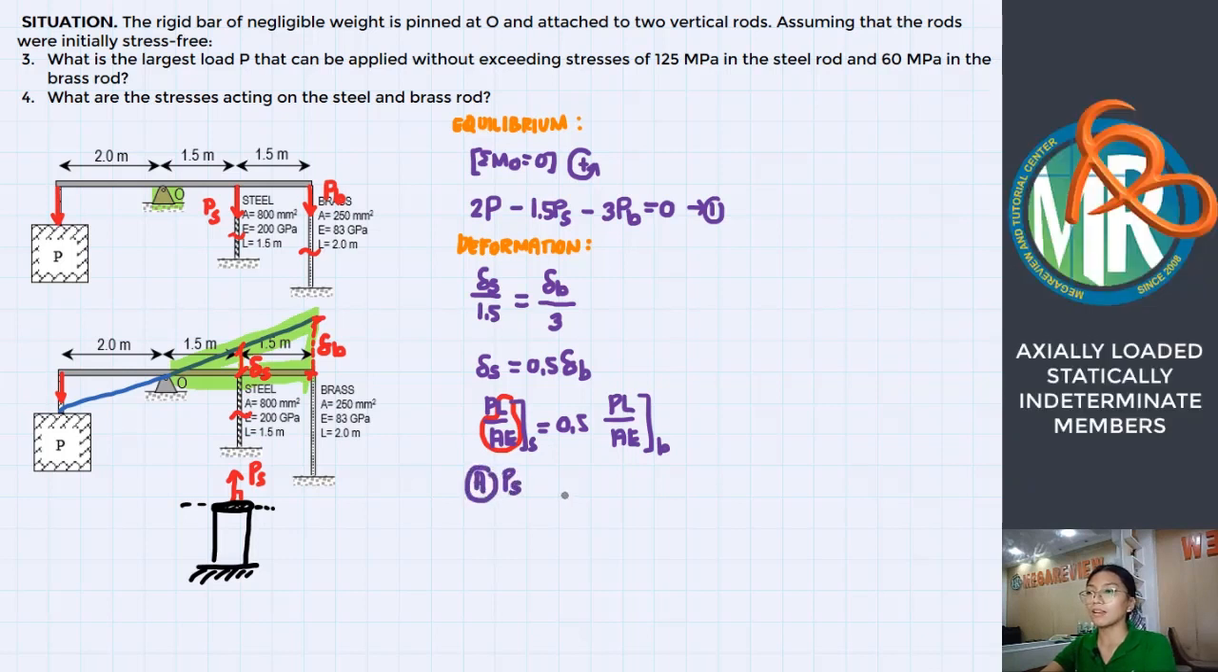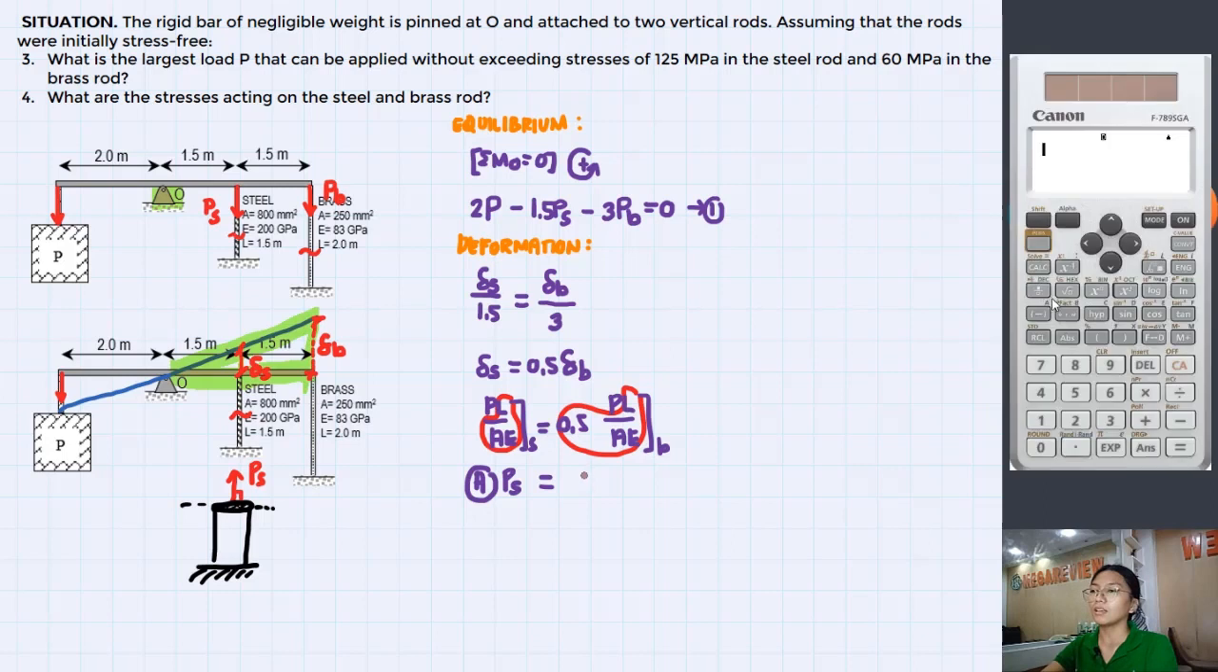of the steel. Okay? This is equals, yung value naman na to, that is 0.5 times L over AE, store mo naman yan kay B. So that would be 0.5 times length of the brass is 2,000 millimeters, area of the brass 250, modulus of elasticity is 83,000 megapascal. So this will become yung nakastore kay B times PB. Now we have our second equation.